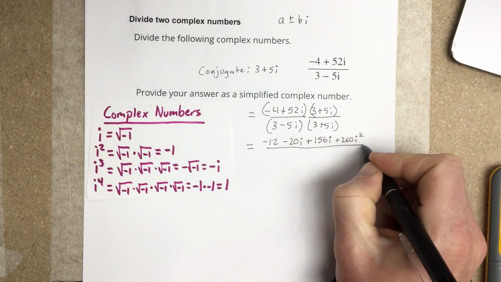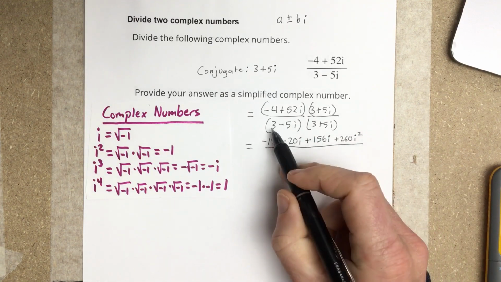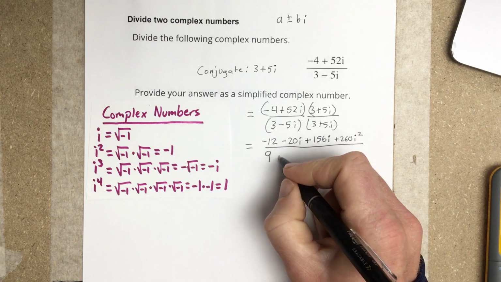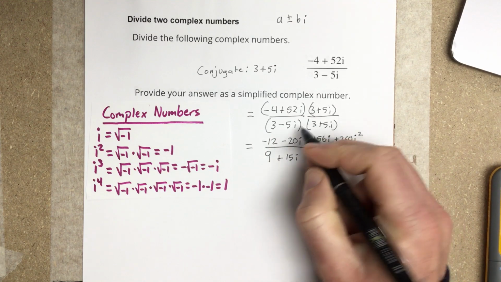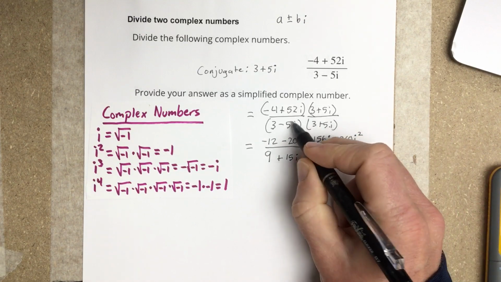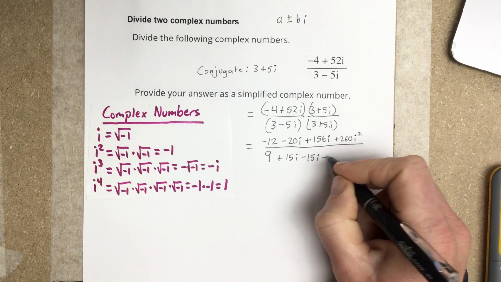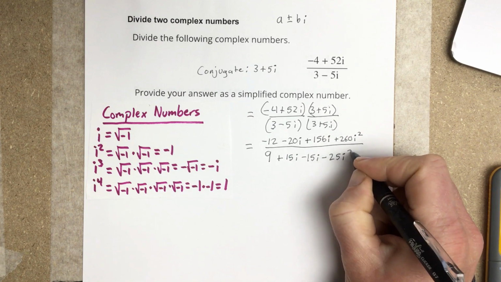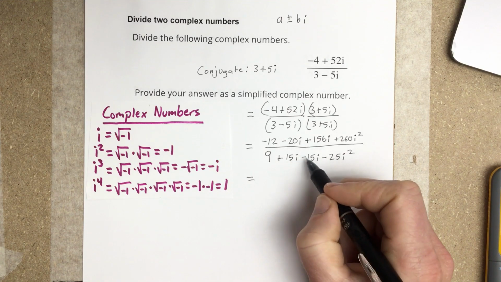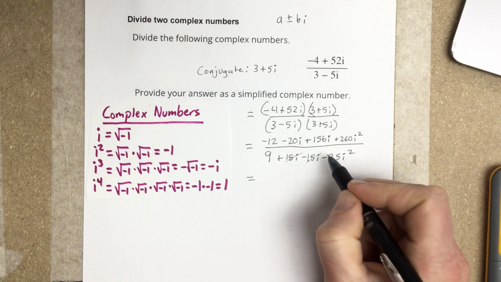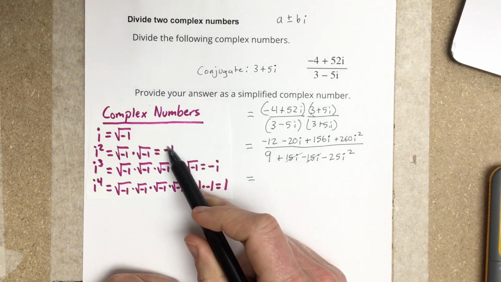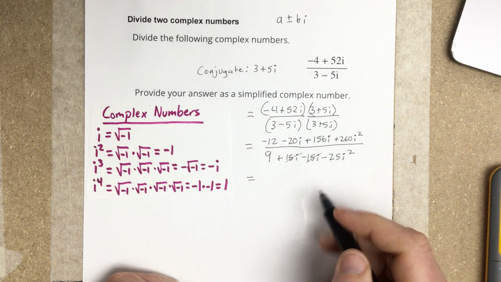Now on the bottom, because we're multiplying by the conjugate, we should have some things cancel. 3 times 3, 9. 3 times 5i, 15i. Negative 5i times 3, that's negative 15i. And then negative 5i times positive 5i will be negative 25i squared. So you can see in the denominator, these two things will cancel, 15i and negative 15i. Now in the numerator, I have an i squared, which I know i squared is negative 1, and I have an i squared in the denominator as well.